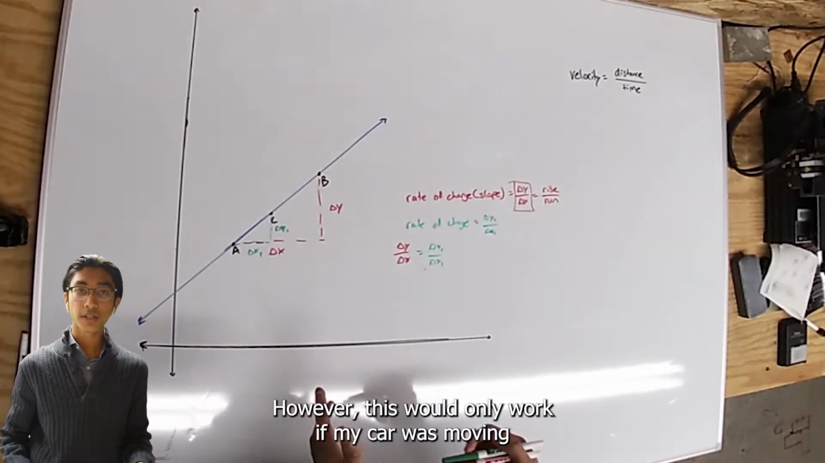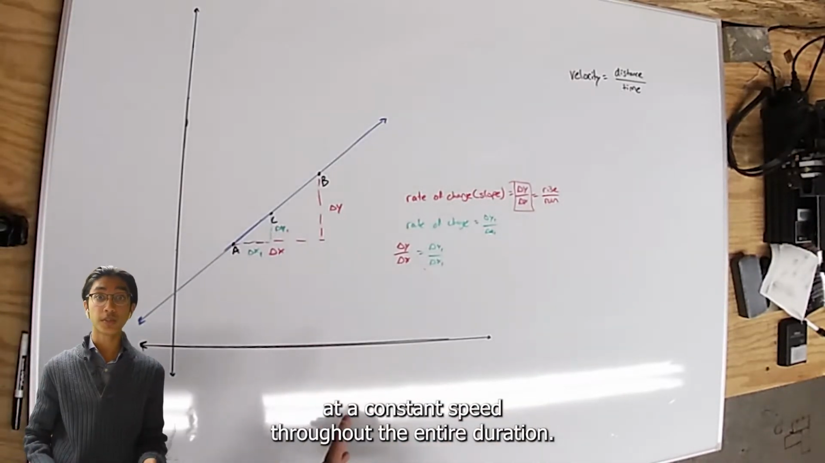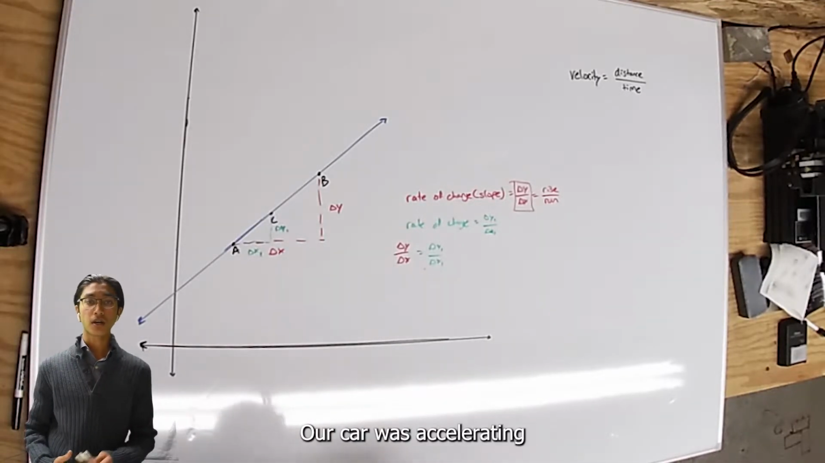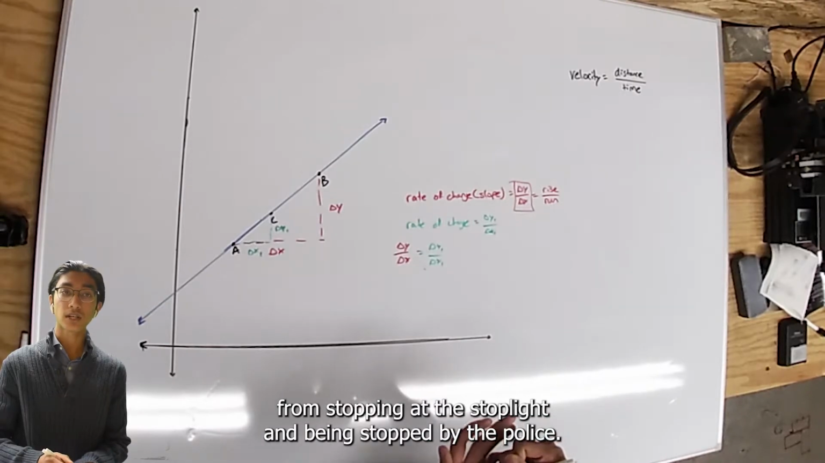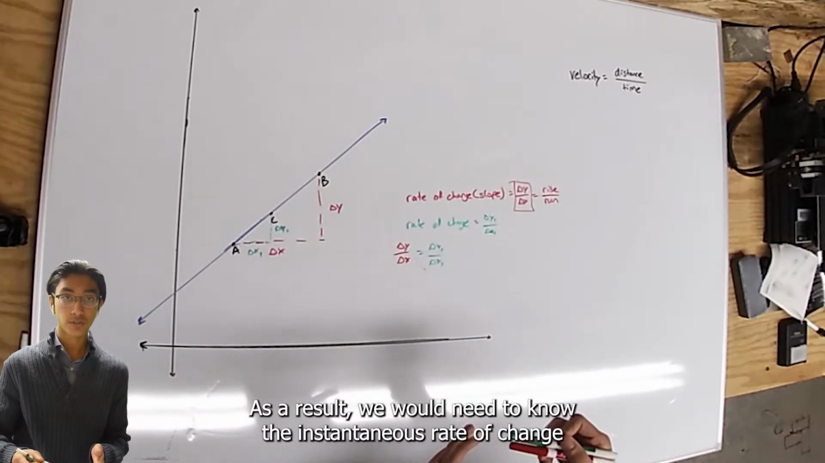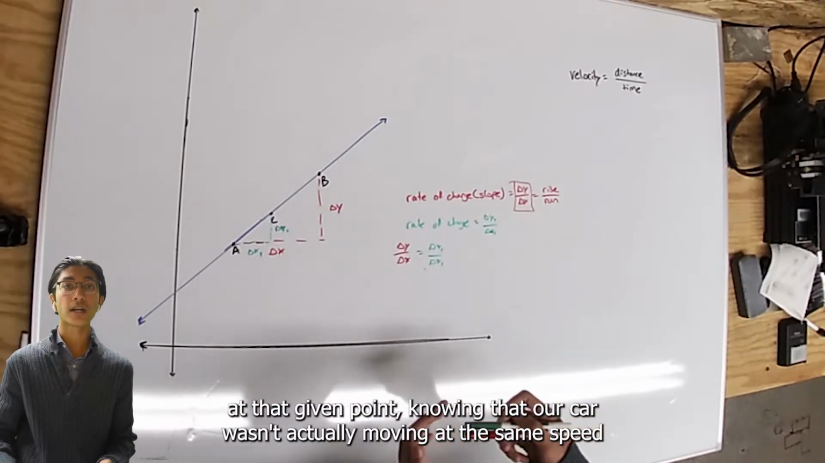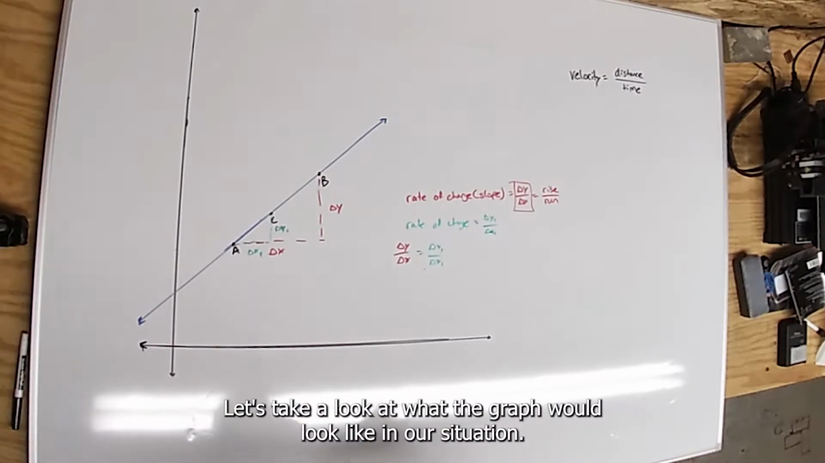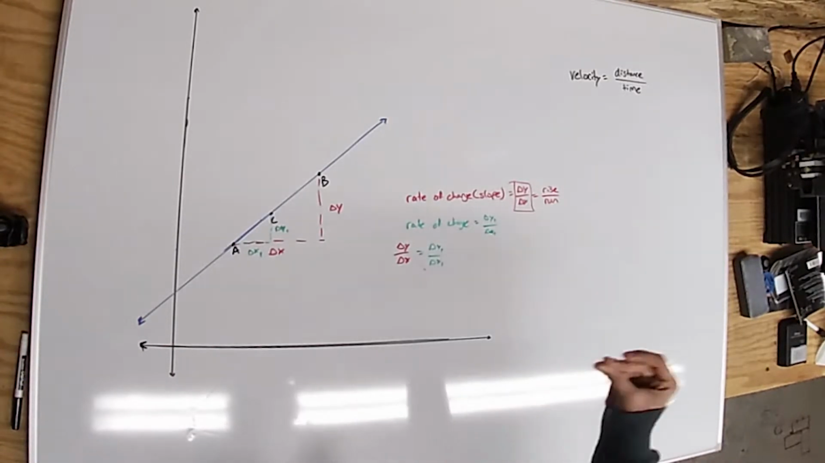However, this would only work if my car was moving at a constant speed throughout the entire duration. Our case is not the same. Our car was accelerating from stopping at the stoplight and being stopped by the police. As a result, we would need to know the instantaneous rate of change at that given point, knowing that our car wasn't actually moving at the same speed the entire way. Let's take a look at what the graph would look like in our situation.